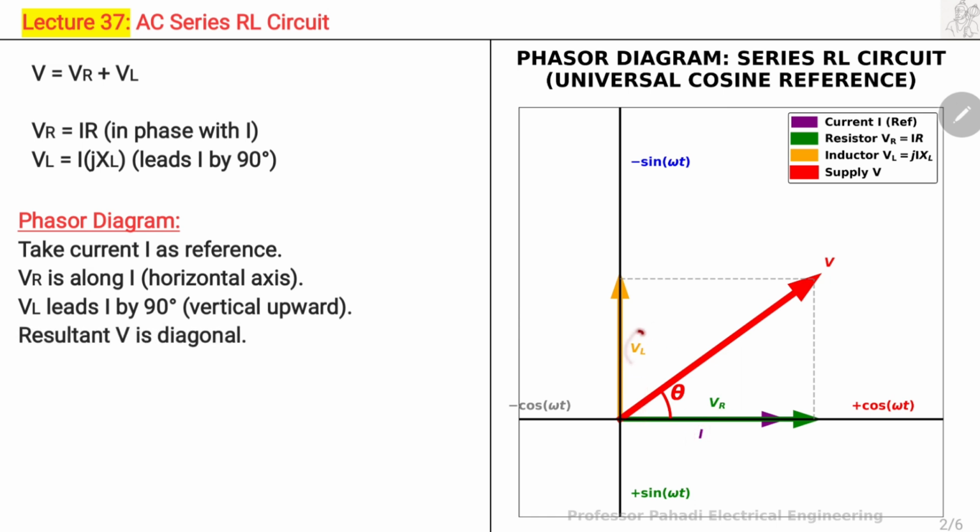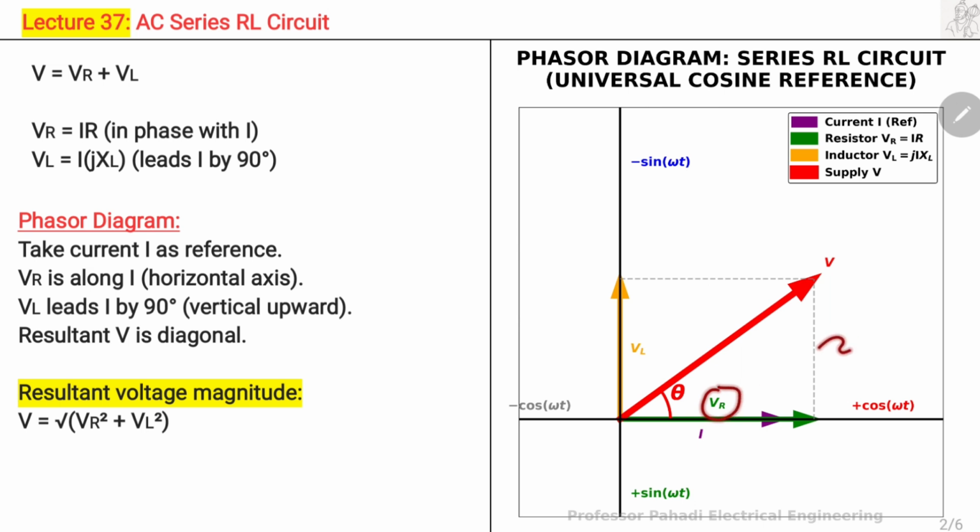Now the resultant of the two voltages, VR and VL, is simply the resultant voltage V, and the magnitude of this voltage can easily be found with the help of the Pythagoras theorem. So this hypotenuse is equal to the square root of VR square plus VL square. Therefore, this is the magnitude of the resultant voltage.